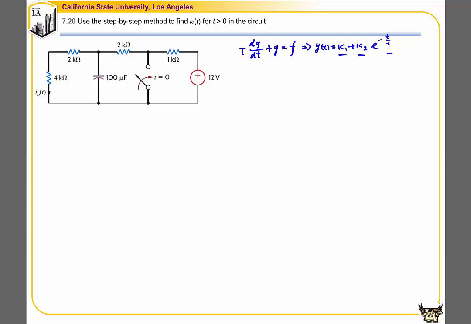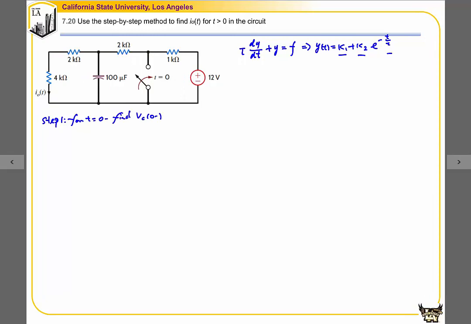So we know that k1 is equal to the steady state value, k1 plus k2 is equal to the initial value, and a time constant tau decides how fast the signal decays. So step 1, for t equal to 0 minus, find Vc(0 minus).